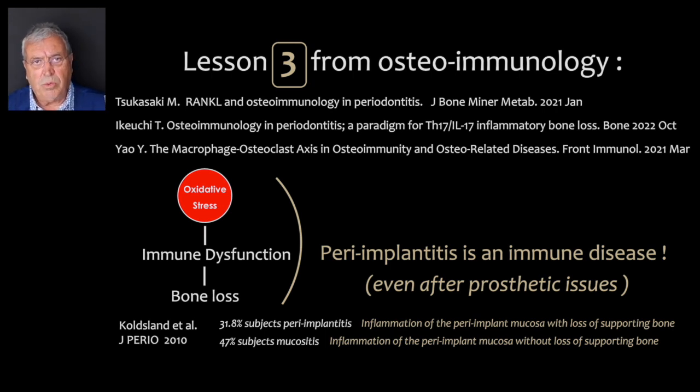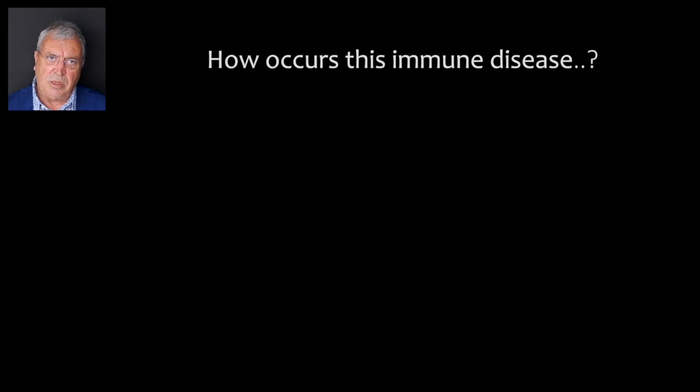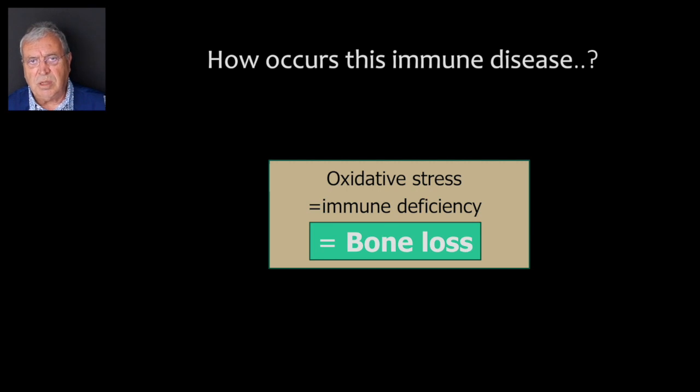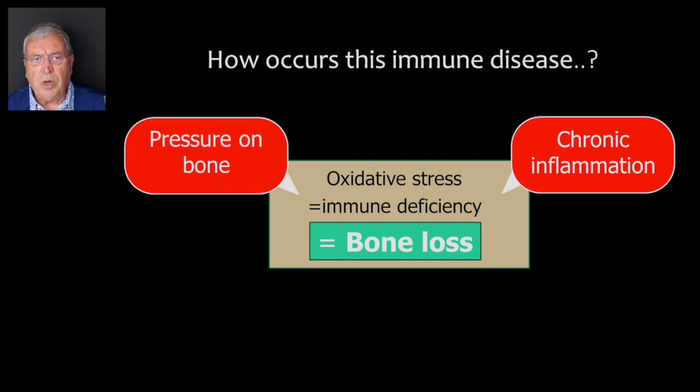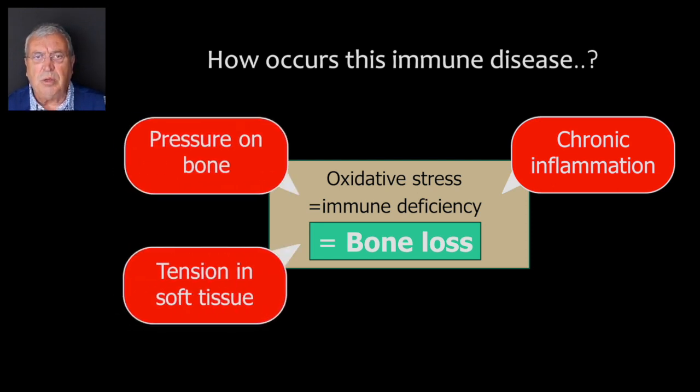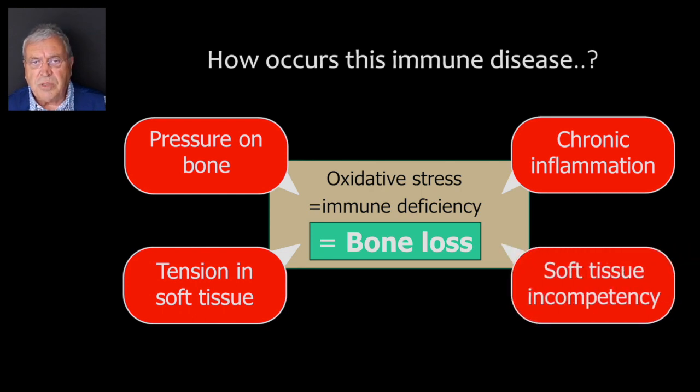But how to explain this immune disease? Again, bone loss follows immune deficiency. Then, chronic inflammatory disease will induce immune disease. Pressure on bone will induce immune disease. Tension will induce immune disease. Soft tissue incompetency will induce immune disease.